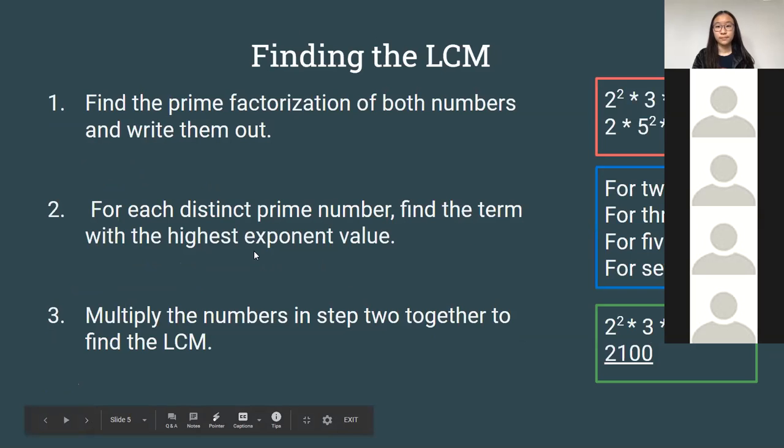So how do we find the LCM? You find the prime factorization of both numbers and write them out, and then you find the term with the highest exponent value. I think we should just jump into an example because that might make it a little easier. Let's go with 5 and 50. So how do I find the least common multiple?